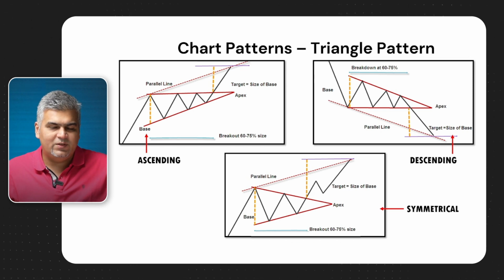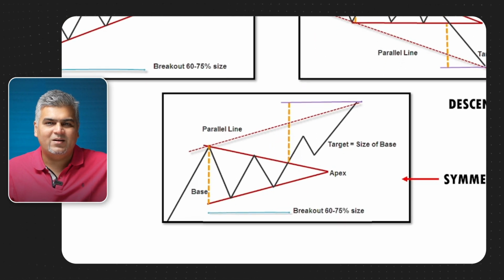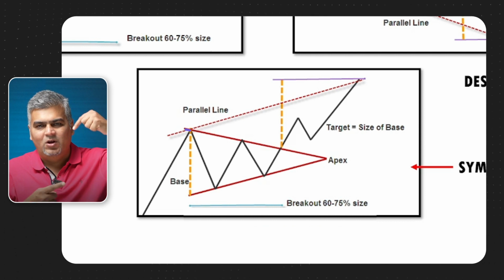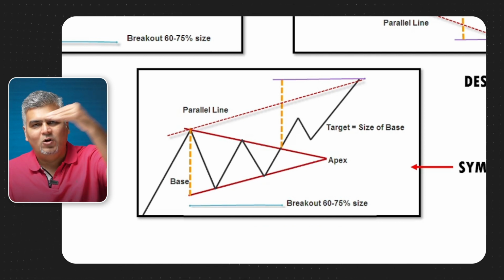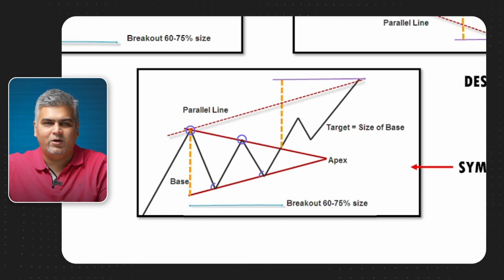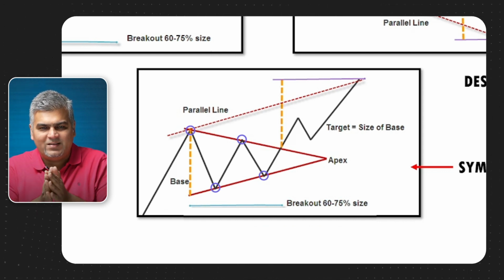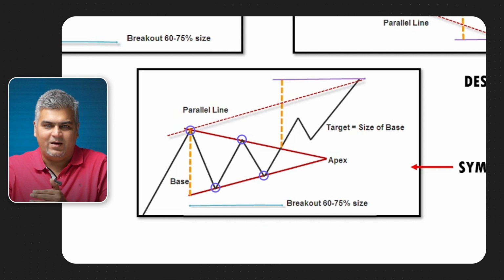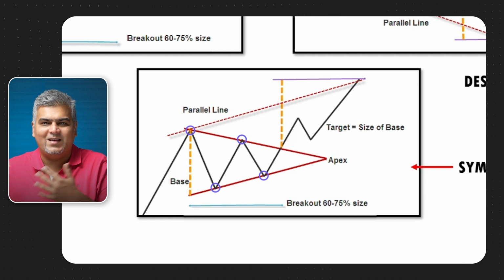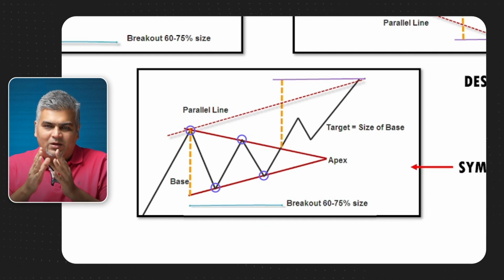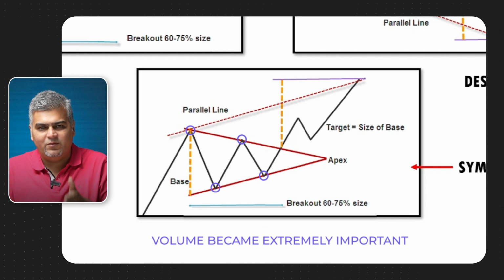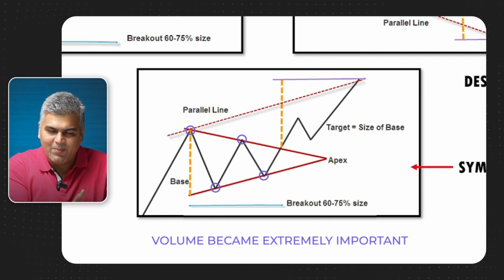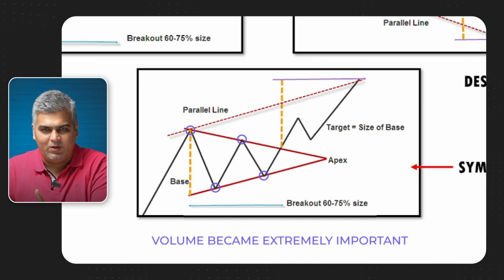So the first part of this is the symmetrical triangle, where on both sides you have lower tops and higher bottoms. Now in this case, the breakout can be on either side. So it can break out or it can break down. The probability of both the cases is open. Now in this case, volumes become extremely important. So remember a few things which I say. In symmetrical triangles, volumes have a lot of importance.